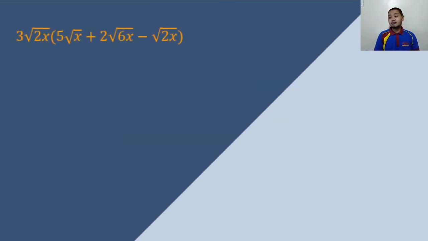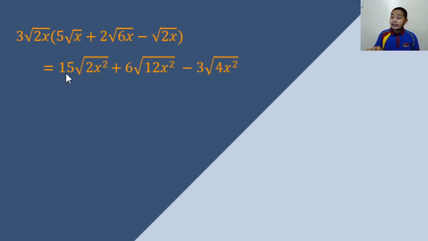Next one. So, same. I-distribute lang yung 3 square root of 2x, as you can see on our screen. Okay? So, ano nangyari dyan? Ang ginawa ko, minultiply ko na. Yung 15 nanggaling yan sa 3 times 5. Yung 2x squared nanggaling yan sa 2x times x. Dito naman yung 6 nanggaling yan sa 3 times 2. Yung 12x squared nanggaling yan sa 2x times 6x. And then yung last, yung 4x squared nanggaling yan sa 2x times 2x.